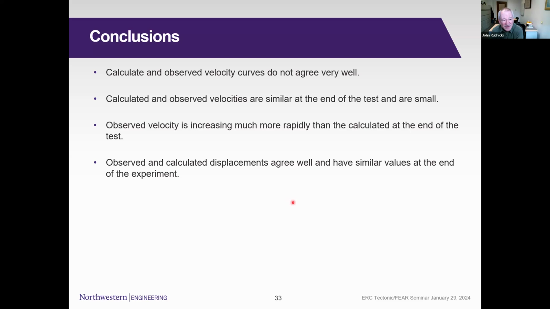So some conclusions on this part. The calculations and the observations do not really agree that well, particularly in comparison to the carbonate gouge. The calculated and observed velocities at the end of the test are similar and small, but the velocity in the experiment is increasing much more rapidly than the calculated. The displacements agree better and do have similar values at the end of the experiment.